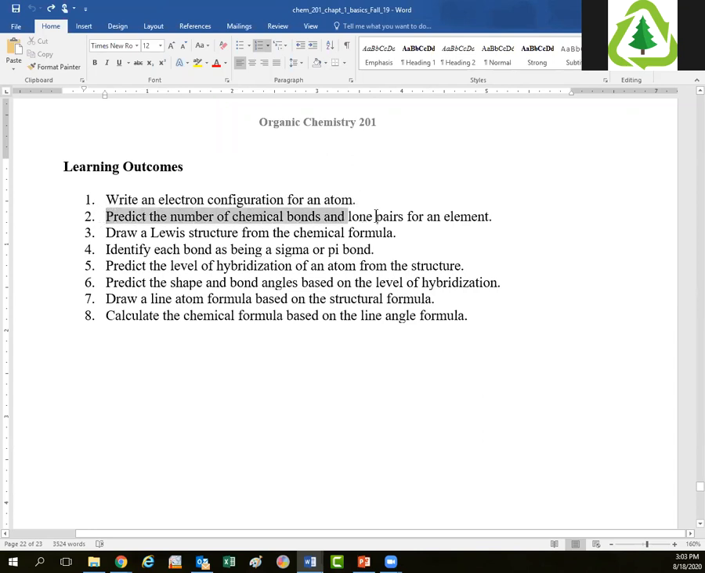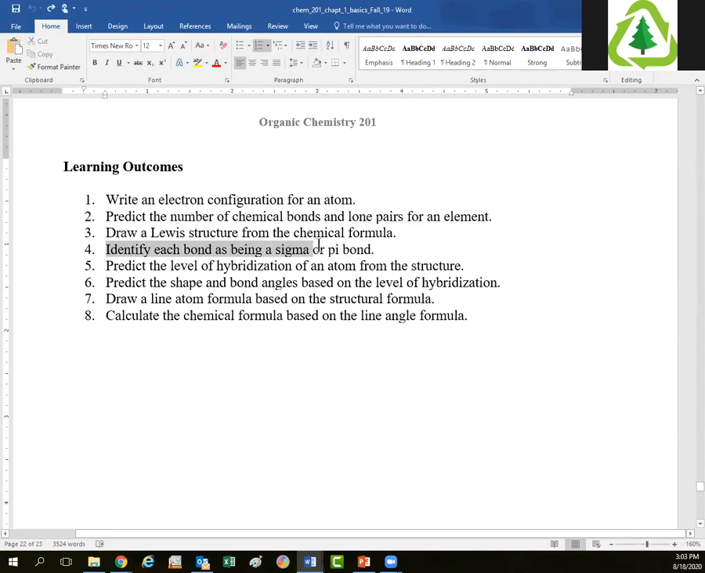You should be able to predict the number of chemical bonds and lone pairs based on the position of the element in the table. Remember, they're looking for octets. So carbon is 4 bonds, no lone pairs. Oxygen is 2 bonds and 2 lone pairs. Nitrogen is 3 bonds and 1 lone pair, etc. You should be able to draw a Lewis structure. We did a little bit of that, I think, but we'll certainly do a few more in chapter 2.